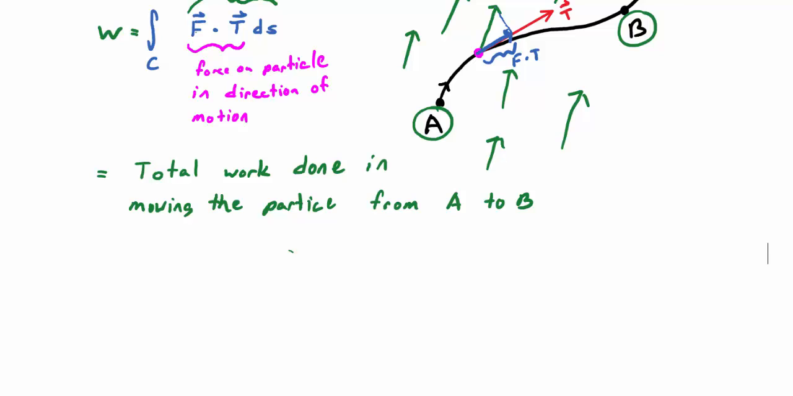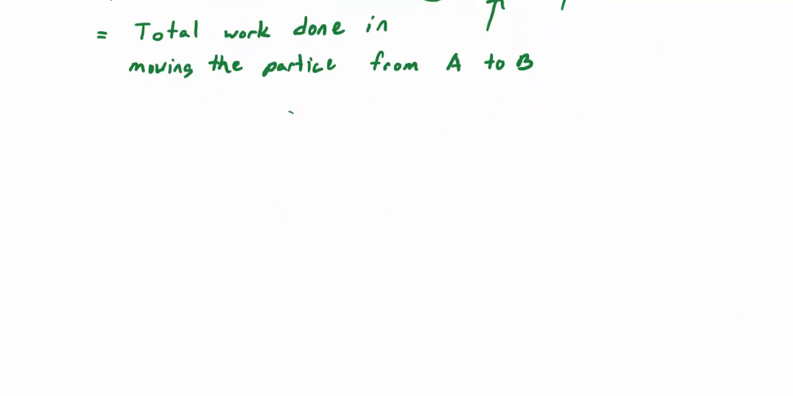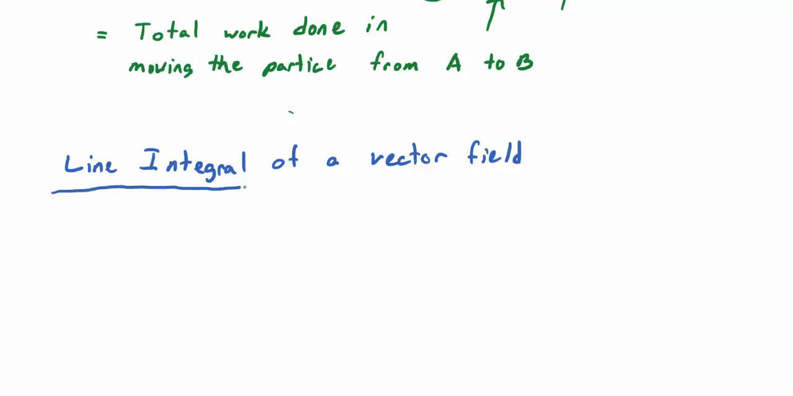So we define more generally the line integral of a vector field, let's call it. So here we go. The line integral of a vector field. So it's going to look the same, but we're not going to call it work necessarily unless F is a force field. So it's the integral over C of F dotted with T ds. But guys, that's not going to be the calculation formula. It's just symbolism. So what's the calculation formula going to be?